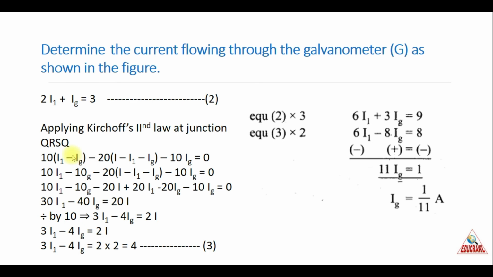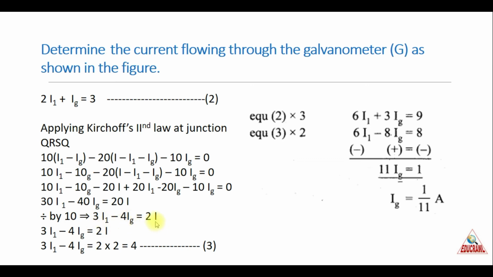So when you apply Kirchhoff's second law, we get 10(I1 - Ig) - 20(I - I1 - Ig) - 10Ig = 0. Now, with a few steps of simplification, we get the expression as 30I1 - 40Ig = 20I. Now, if you divide the whole equation by 10, you will have 3I1 - 4Ig = 2I.